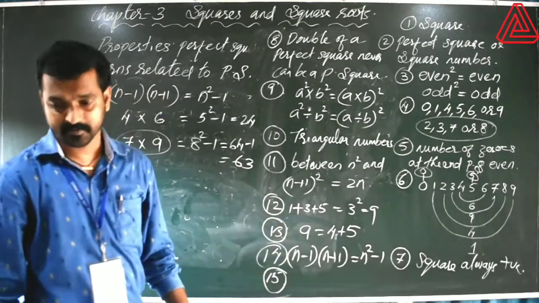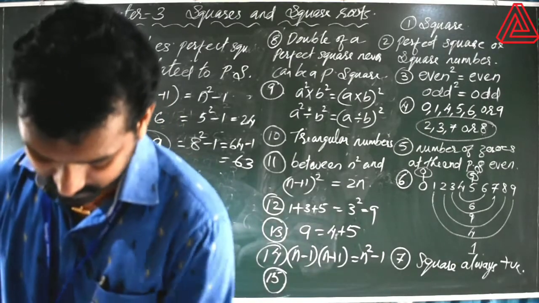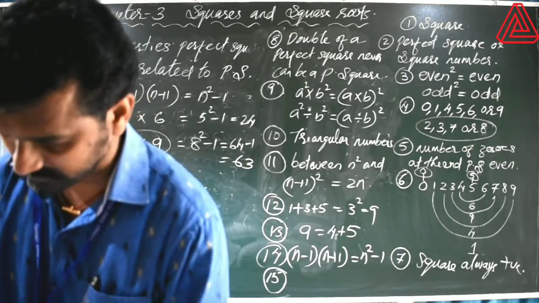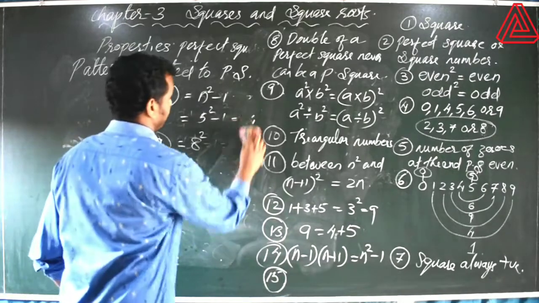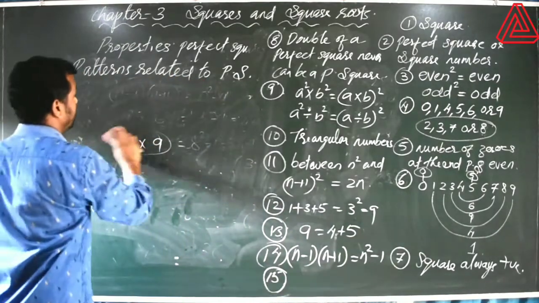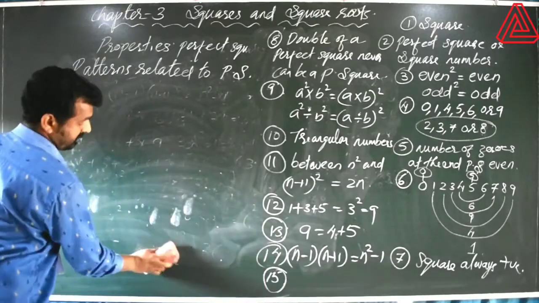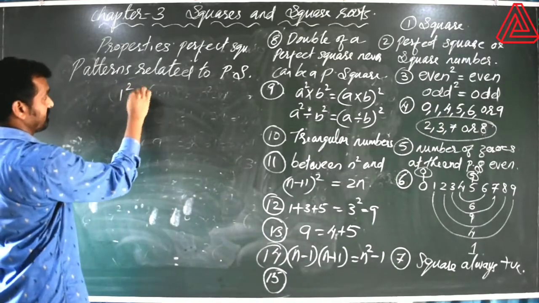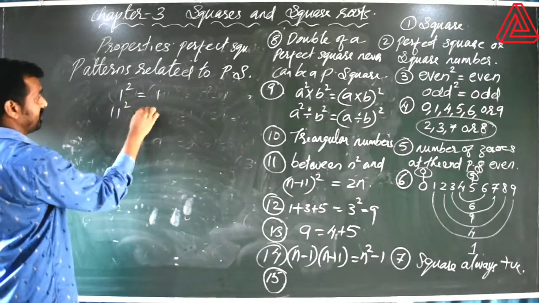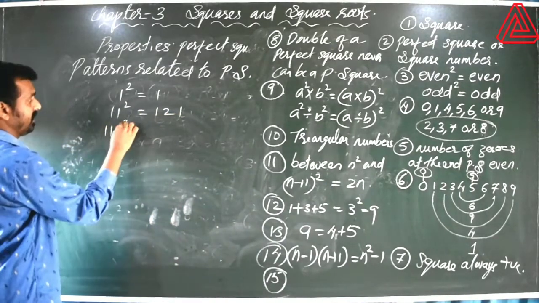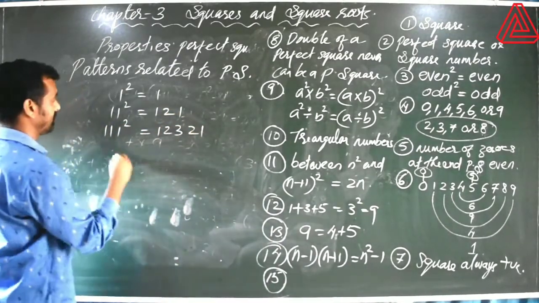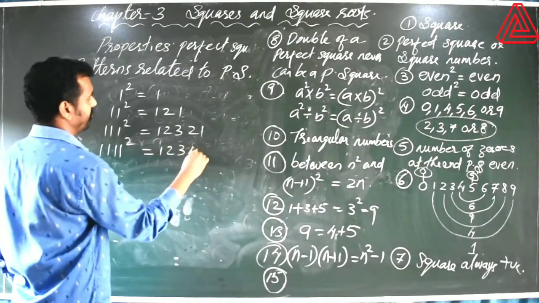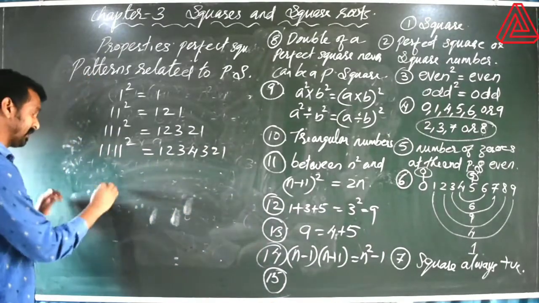Now one more is there, that is the 15th point. Some interesting patterns are given there in the textbook. That is the last one: 1 square is equal to 1, 11 square is equal to 121, 111 square is equal to 12321, 1111 square is equal to 1234321. Can you write the next one?